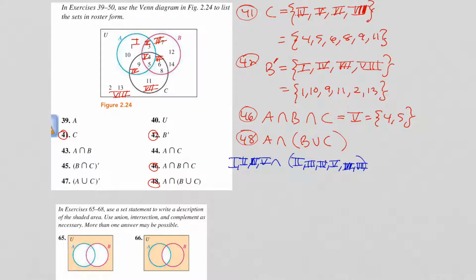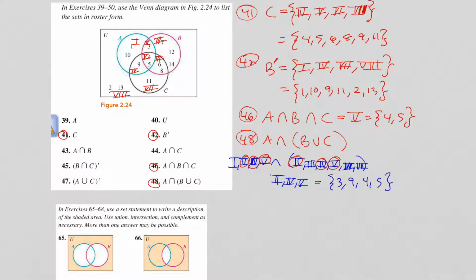Now intersection means what they have in common. So if you look, there's a 2 here and a 2 here. There's a 4 here and a 4 there. There's a 5 here and a 5 here. So final answer would be regions 2, 4, and 5. So we just look at regions 2, 4, and 5 and write down the elements in there. So region 2 has 3. Region 4 has 9, and region 5 has 4 and 5.